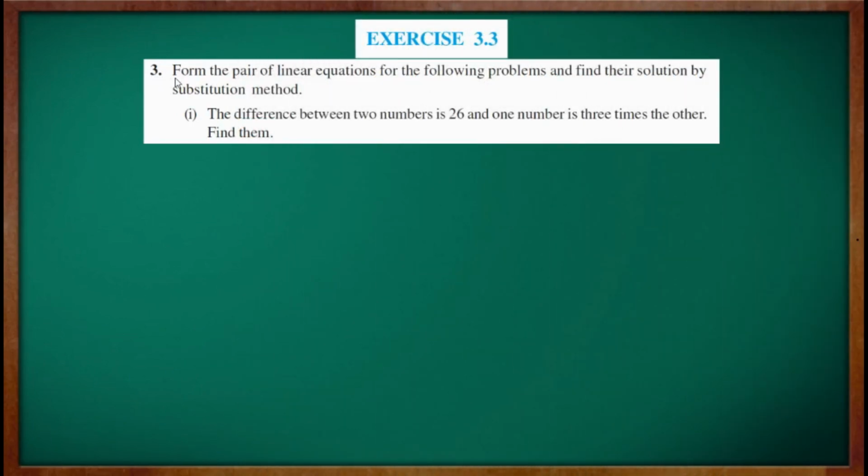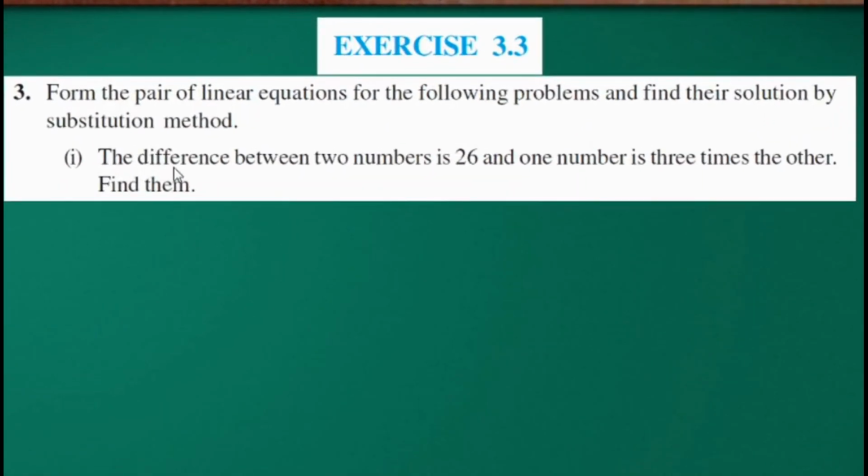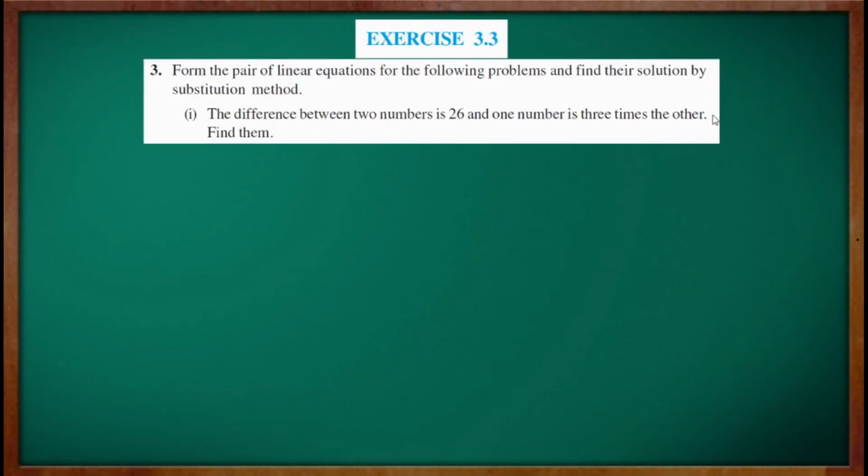We'll discuss third question now. Form the pair of linear equations for the following problems and find their solution by substitution method. So we are not only forming the pair of linear equations, but also we have to solve them by substitution method. First question: The difference between two numbers is 26 and one number is 3 times the other. Find the numbers. Here there are two conditions.